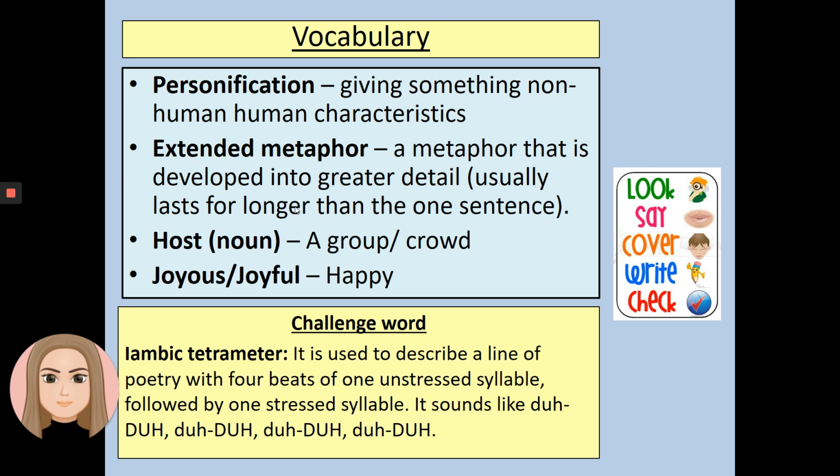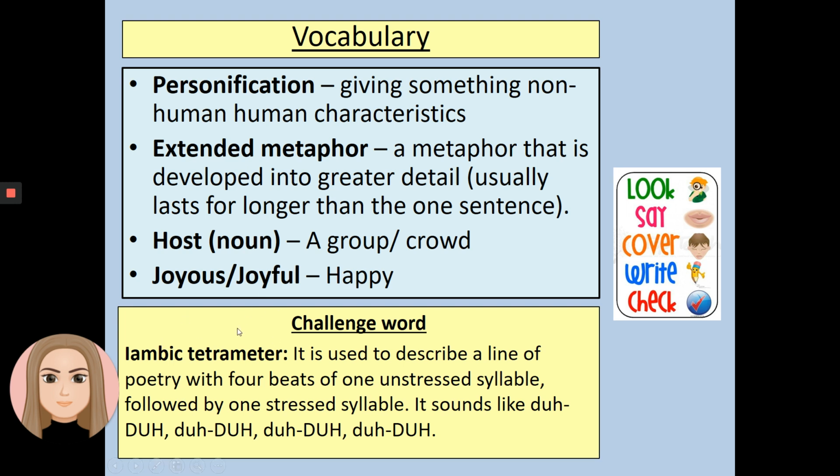Host, a group or a crowd. Now, a host can mean a lot of other things as well. So sort of like a host of a party or when talking about insects. But in this sense, in the poem, host refers to a group or a crowd, okay? And joyous and joyful meaning happy. All right, so I want you to all look, say, cover, write, check those words.